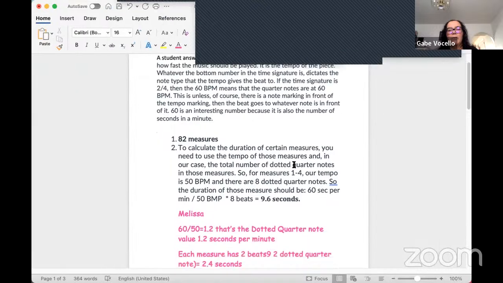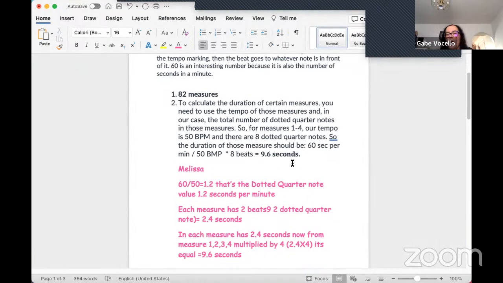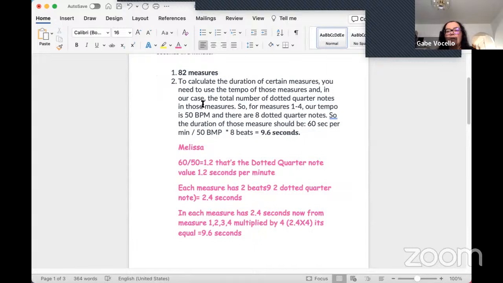Here's one answer. To calculate the duration of certain measures, you need to use the tempo of those measures. That's true. And in this case, the total number of dotted quarter beats in those measures. So the measures are 1 to 4. The tempo, the BPM, is 50. There are 8 beats, but we don't count like that, not 8. We count by measure. Music counts measure by measure.